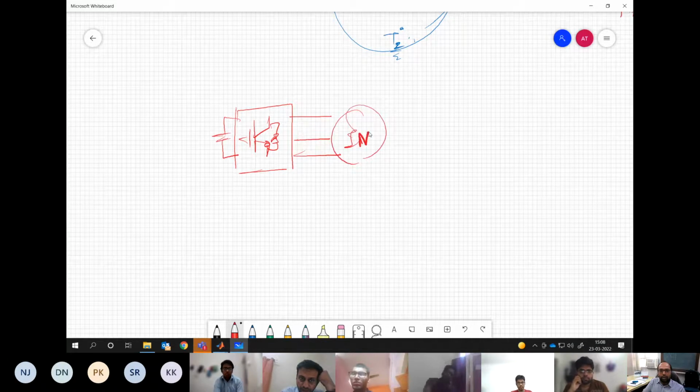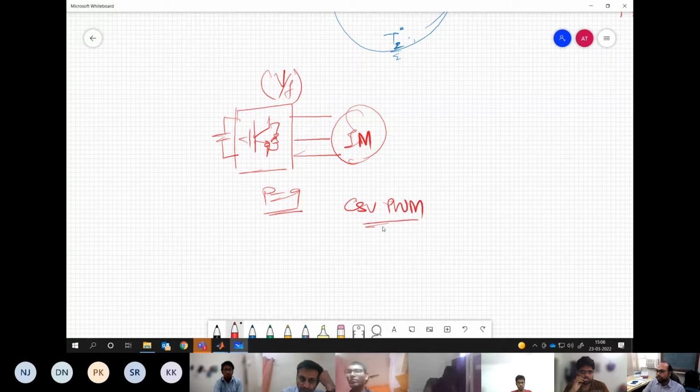This is some induction motor. I have asked that you have to operate V by F, keep pulse number 9 and operate the induction motor in conventional space vector or any space vector PWM. How would you do it? What will be the approach? To make things easier, let us say keeping V by F, operate at 20 Hertz. How would you do that?